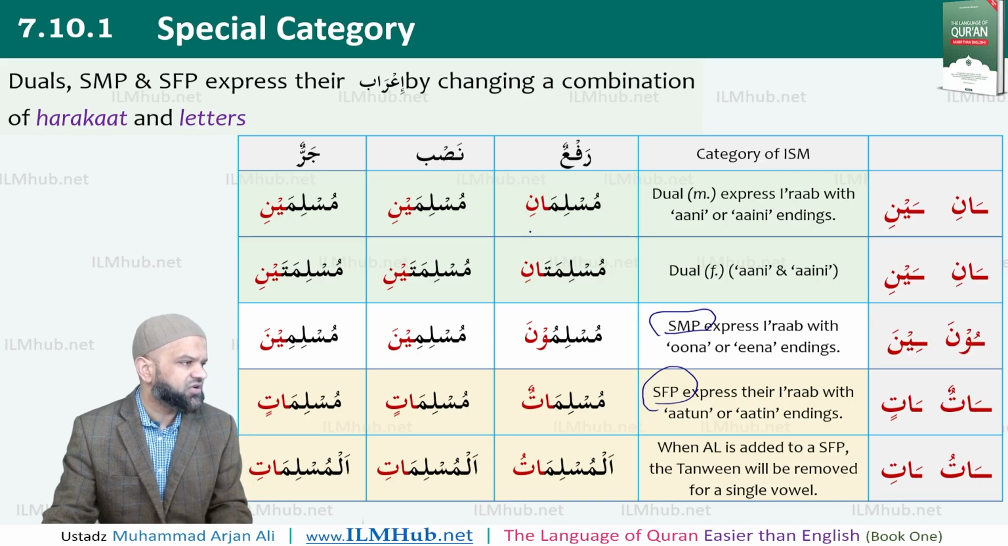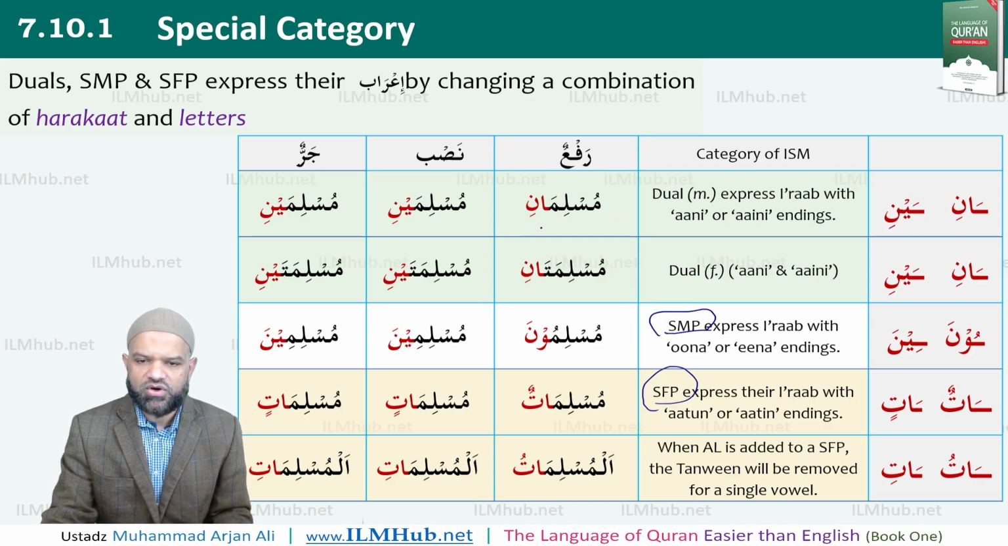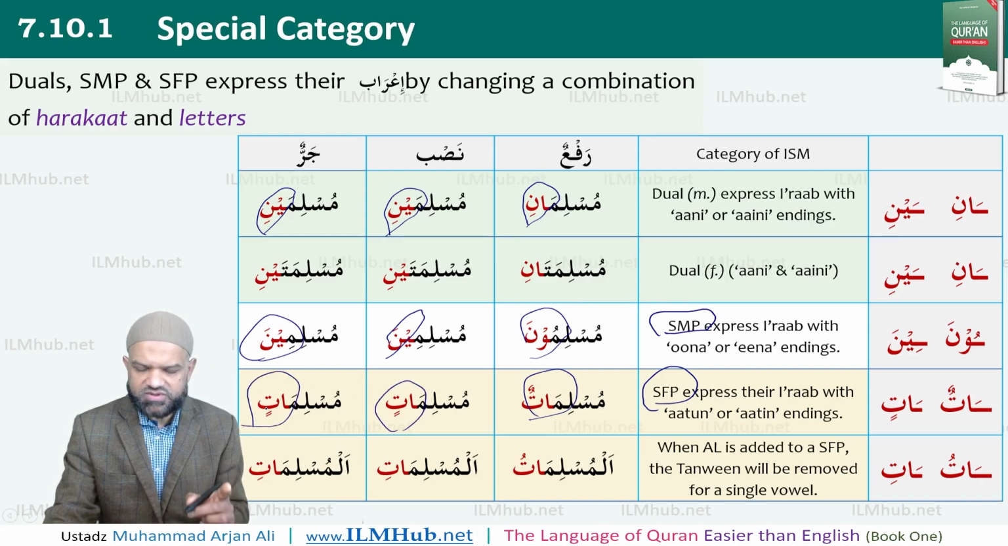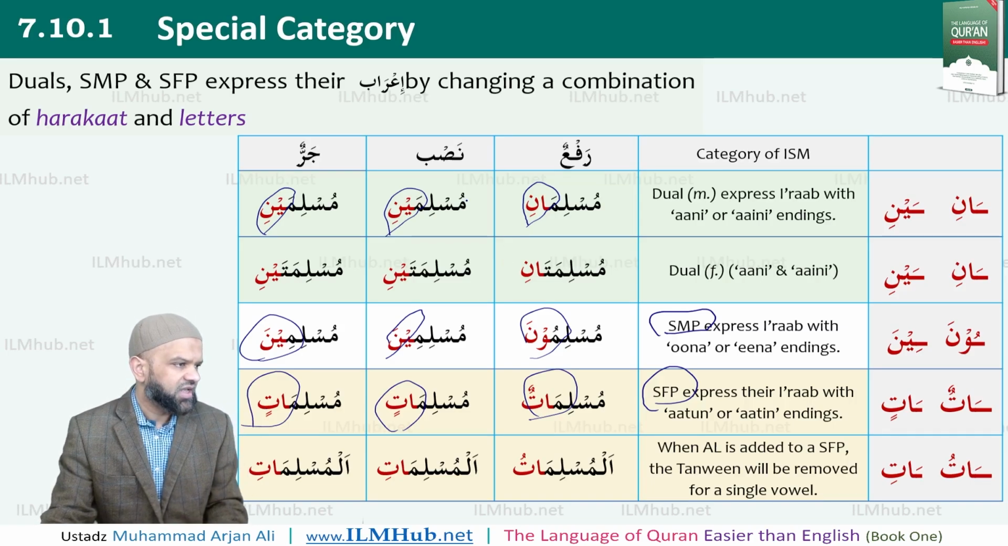Now here we can note very easily that it is not the change of a vowel, but a combination of vowels and letters. So here I'm adding ani, aini and aini. And here I'm adding una, ina, and ina. And of course here atun, atin, atin. So not just vowels, but a combination of letters and vowels. And just for your information, the masculine dual and the feminine dual are exactly the same, except for the ta there, which you can see: ani, aini, aini. And when we add al to this one, we end up with a single vowel.